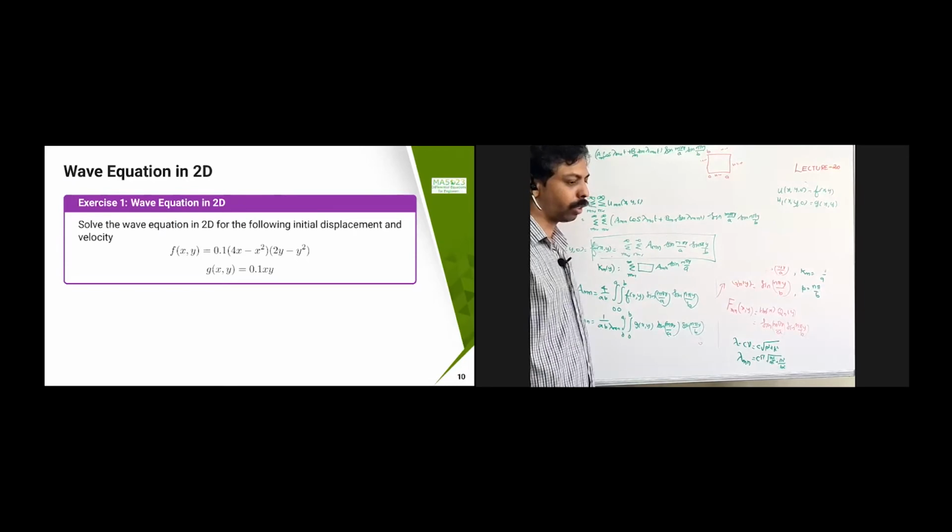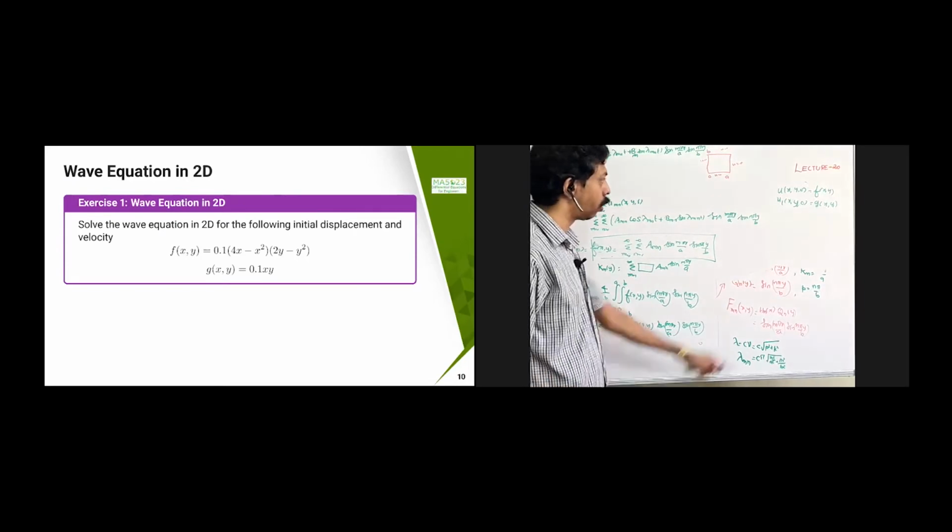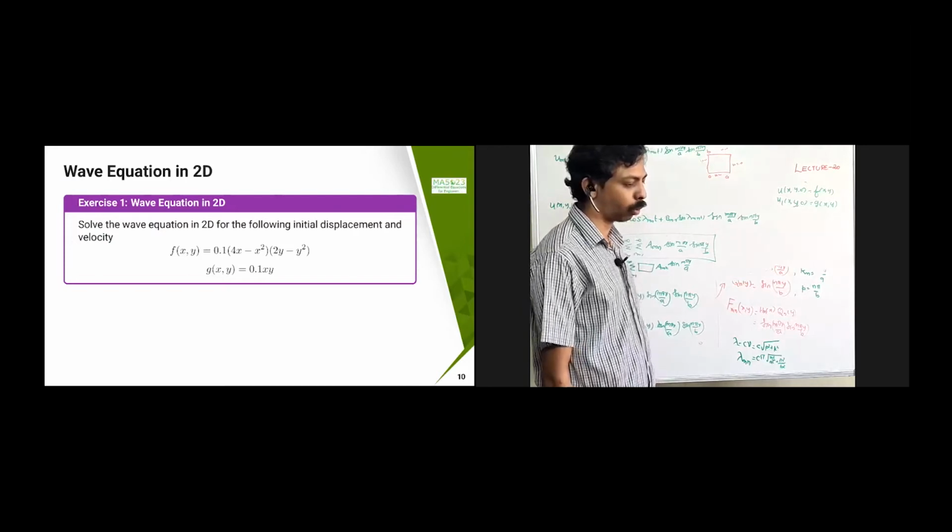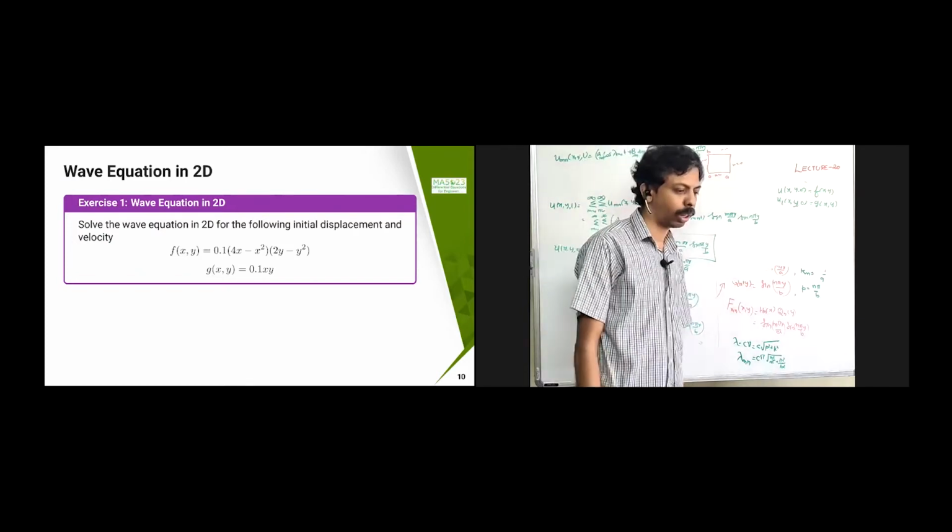So initial displacement and initial velocity are given. Initial displacement is 0.4 into 4x minus x squared into 2y minus y squared. Initial velocity is 0.1 into x. So the same way you can solve this one. You can substitute and then solve this.